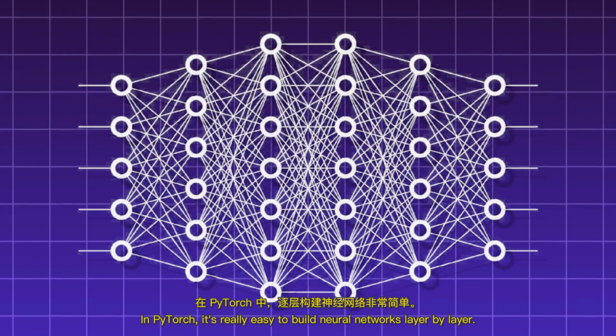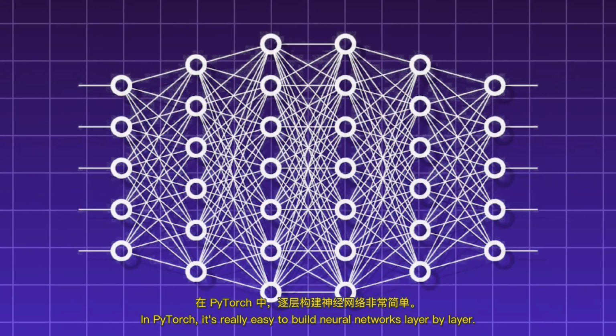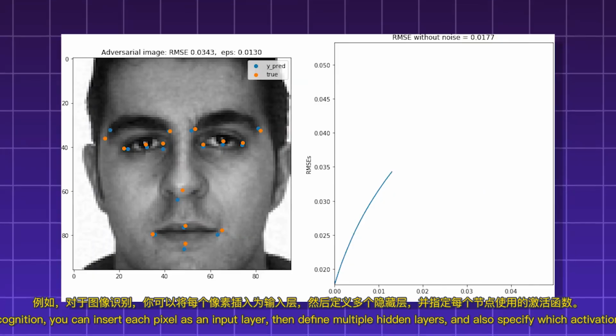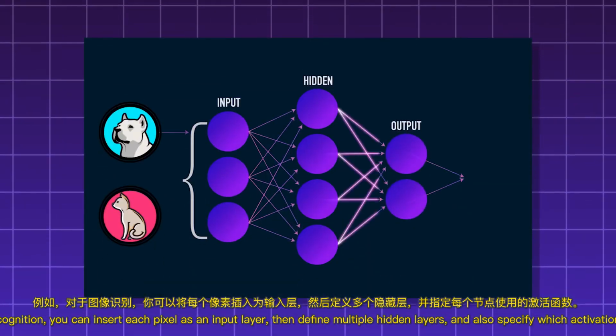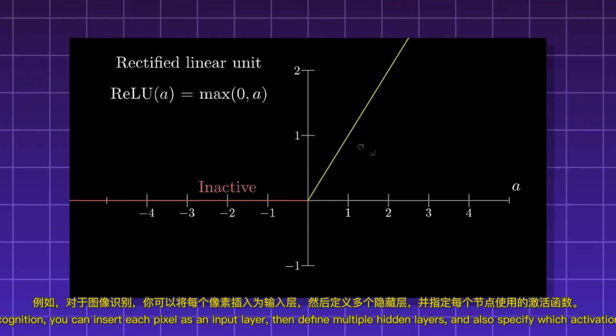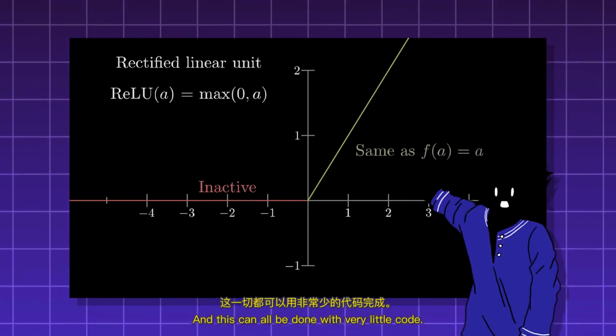In PyTorch, it's really easy to build neural networks layer by layer. For example, for image recognition, you can insert each pixel as an input layer, then define multiple hidden layers, and also specify which activation function each node uses. And this can all be done with very little code.